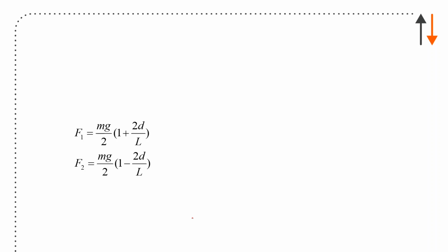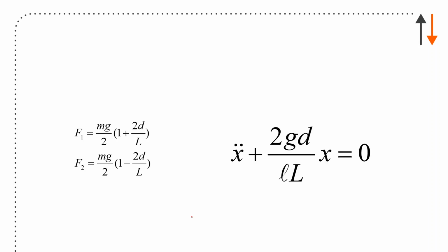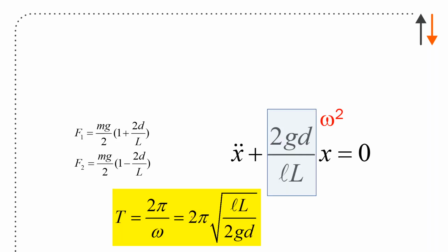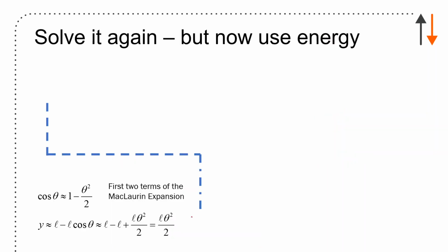So force 1 is mg over 2 times 1 plus 2d over L, and force 2 is mg over 2 times 1 minus 2d over L. Both of those are going to depend on distances, and I end up with x double dot plus twice g d over L script L times x is equal to 0. That's my omega squared. That's my period of vibration, and I end up with 2 pi square root of script L L over 2 g d. Okay.